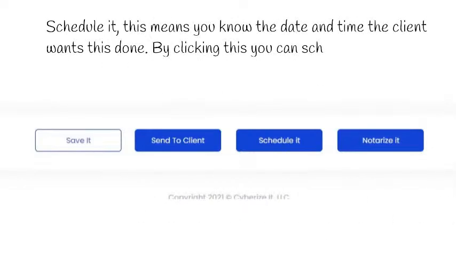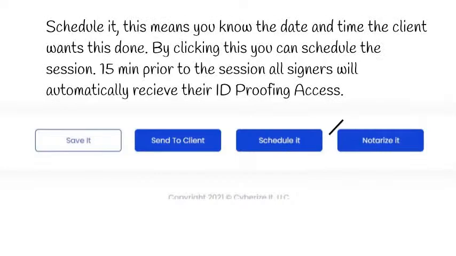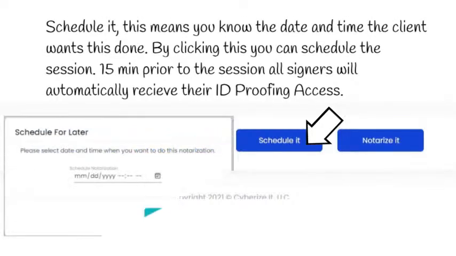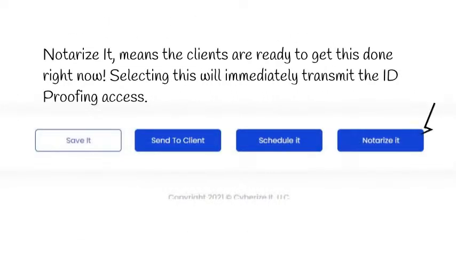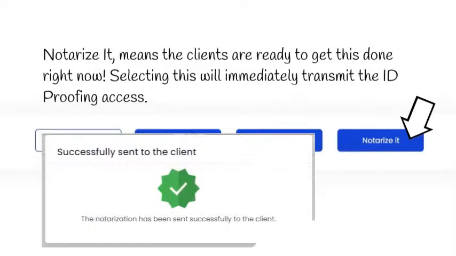If you know when the client wants to have it done, you can simply hit schedule it, and you can schedule the date and time that the notarization will take place. 15 minutes prior to the set time, the clients will receive their ID proofing links. If your client's ready right now, just simply hit notarize it, and those ID proofing links will go out immediately.